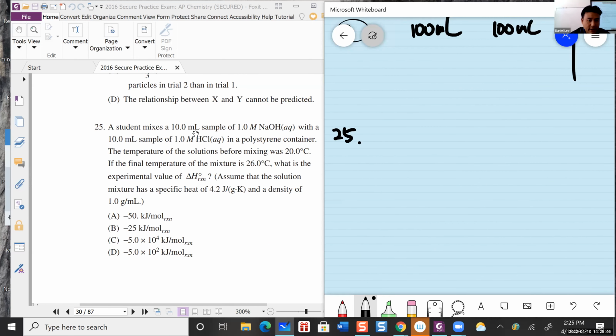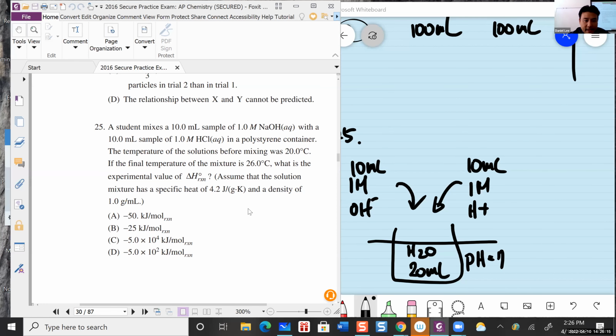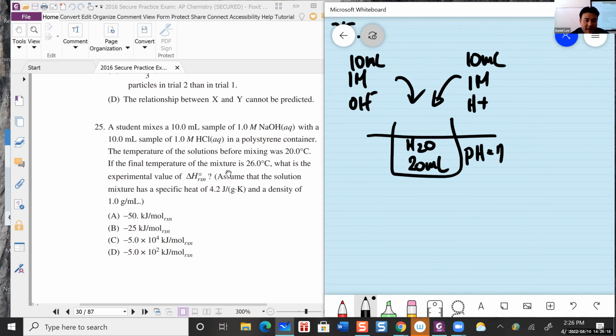Number 25, a student mixes 10 mL of 1 molar sodium hydroxide, a strong base, with 10 mL of 1 molar hydrochloric acid. So that is equivalent because the moles are the same. Again, we have 10 mL, 1 molar strong base, mixed with 10 mL, 1 molar strong acid. So you're going to end up with 20 mL of water, H plus and OH minus, water, and it's going to be pH 7 because you're at equivalence. The question says the temperature of the solution before mixing is 20, the final temperature is 26, what is delta H? So you find Q first: mass of the solution, specific heat capacity of the solution, change in temperature of the solution, that's how much heat is released.